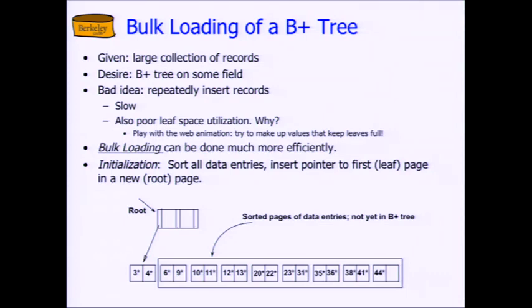Enrolled E equals E dot SID. So I want to find all pairs of students and enrollment records where the enrollment record is about that student, right? And I want to know for each one the last name of the student and the name of the course they're enrolled in, okay?